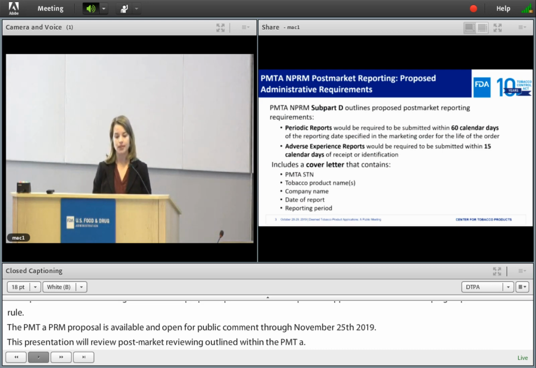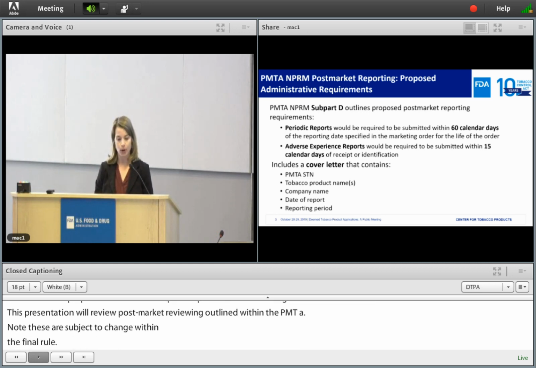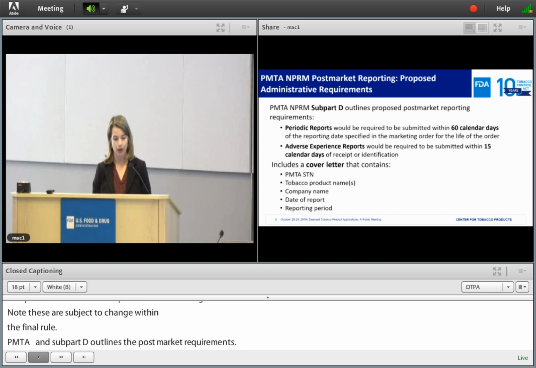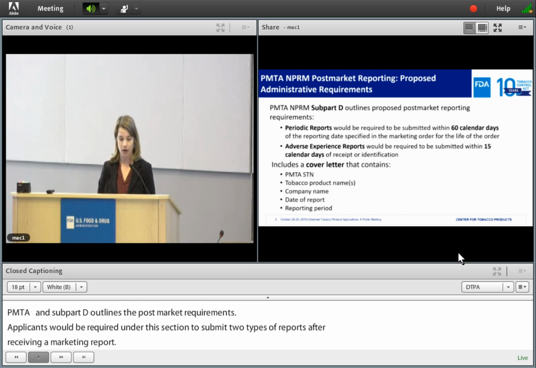PMTA PRM Subpart D outlines the proposed post-market reporting requirements. Applicants would be required under this proposed section to submit two types of reports to FDA after receiving a marketing order: periodic reports and adverse experience reports. Applicants would need to submit periodic reports within 60 calendar days of the reporting date specified within the marketing order. Adverse experience reports would be required to be reported to FDA within 15 calendar days of receipt or identification.